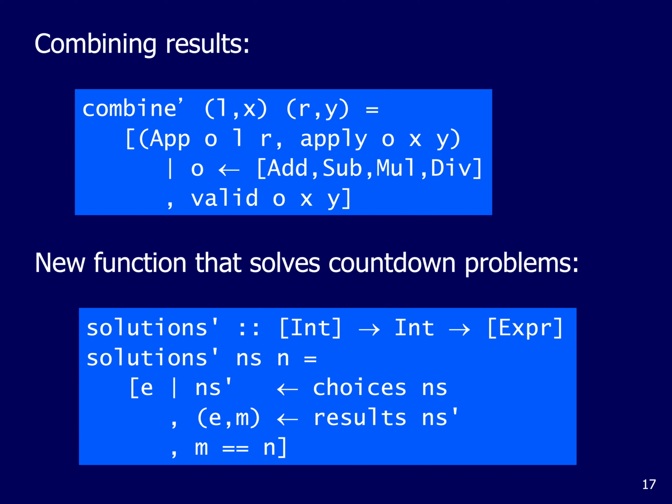And then all we need to do now is check, is that resulting value m for the expression e actually equal to the target number n? So we have a little guard, m equals n. If it is, then we will keep the expression in our solution list. So this is our fused program. We're no longer generating expressions and then testing them separately to see if they evaluate successfully. We're doing that at the same time using the fused function called results.